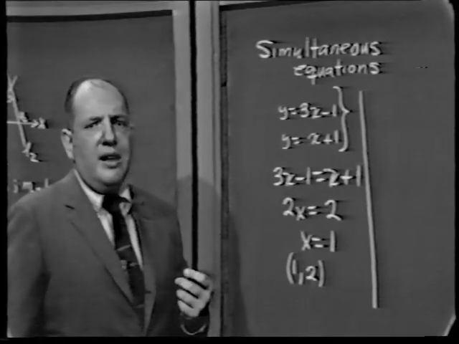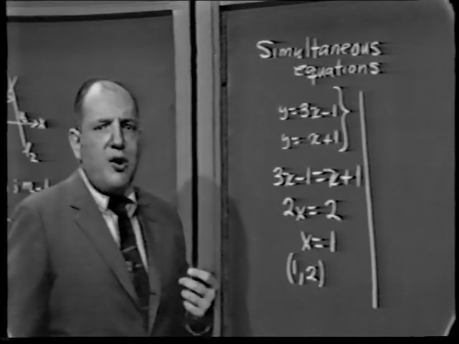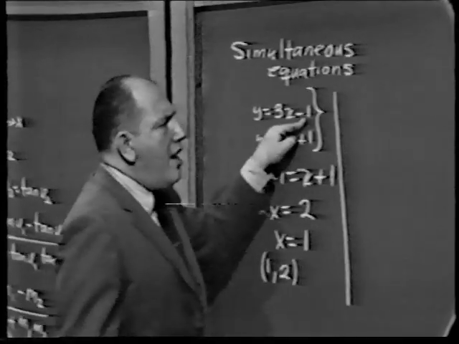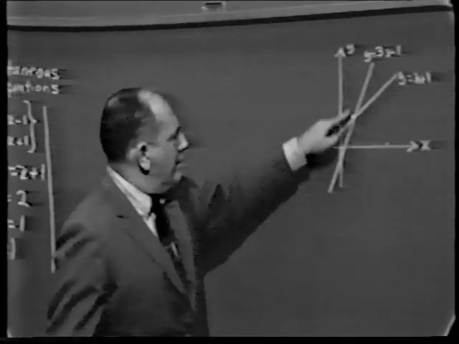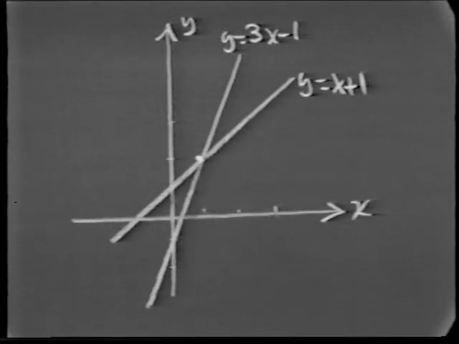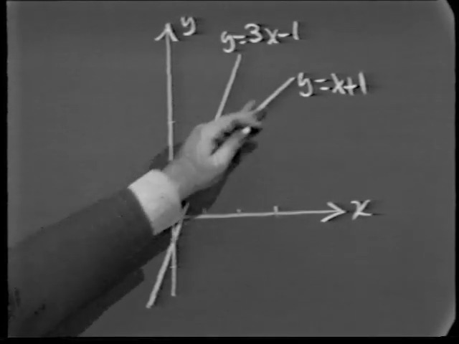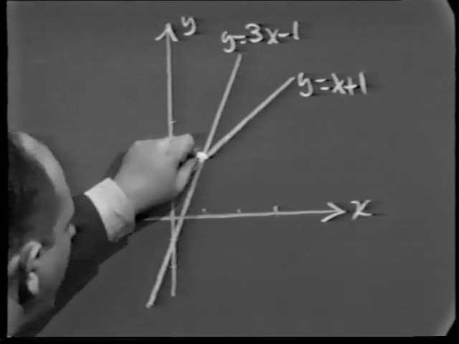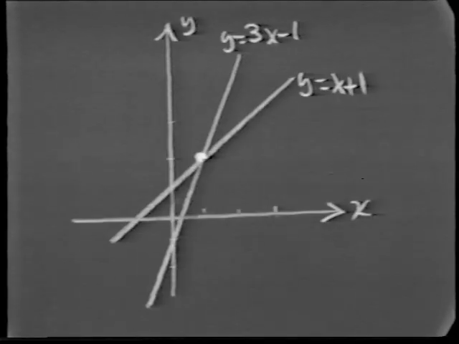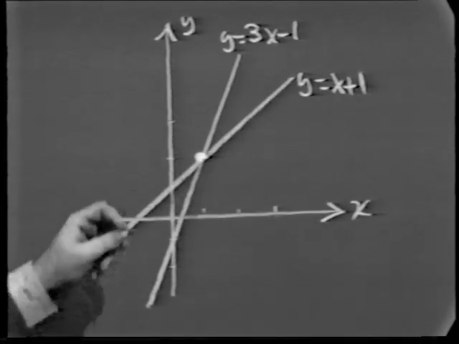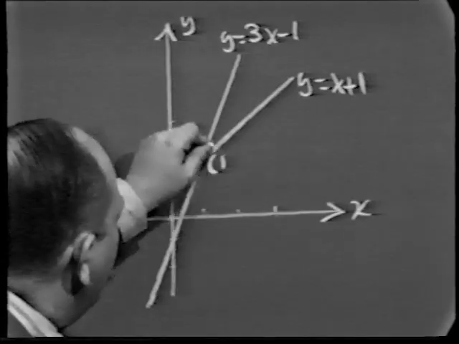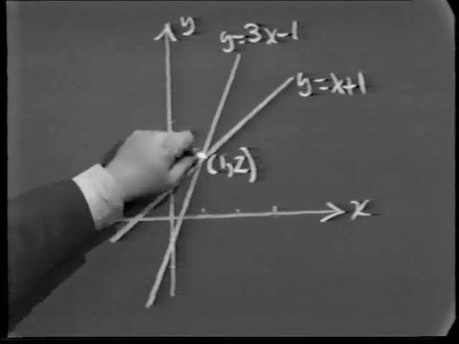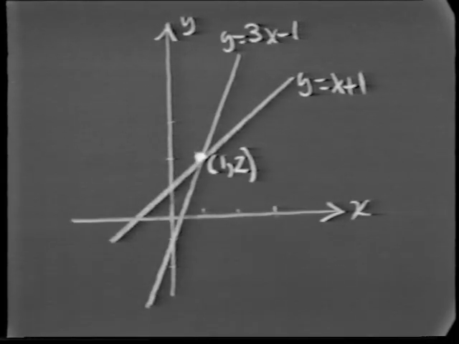On the other hand, if I want to think of this pictorially, notice that y equals 3x minus 1 is the equation of a particular straight line. And y equals x plus 1 is also the equation of a line. Since these two lines are not parallel, they intersect at one particular point. And the geometric problem that I solved on the previous board turns out to be that the point 1, 2 is the point that both of these lines have in common.